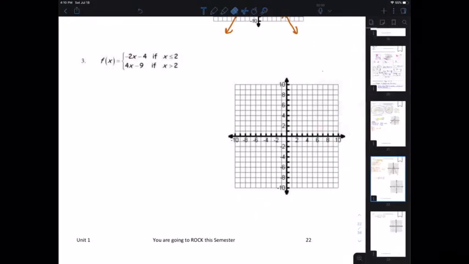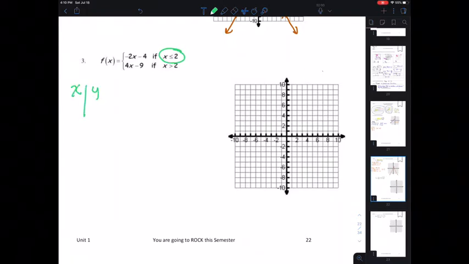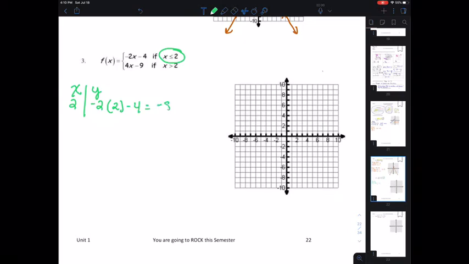Okay, welcome back, boys and girls. Let's just quickly do this. Our endpoint is x is less than or equal to 2. So that's going to be our endpoint. We're going to start at 2, and we have -2 times 2 minus 4, which is -4 minus 4, -8. So that ordered pair is going to be 2, -8.